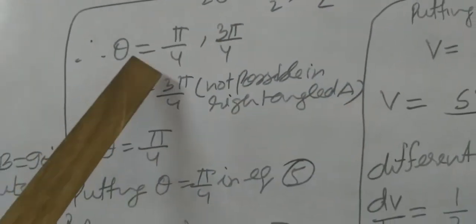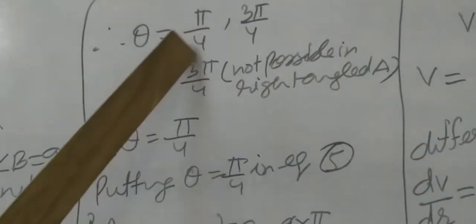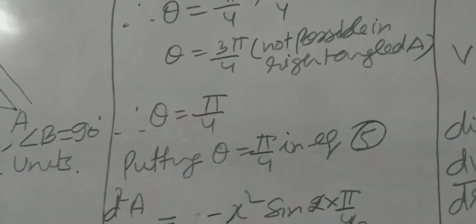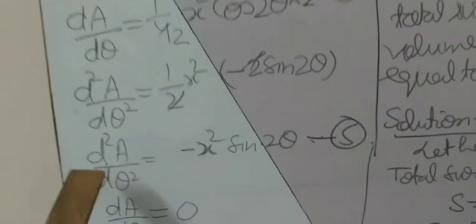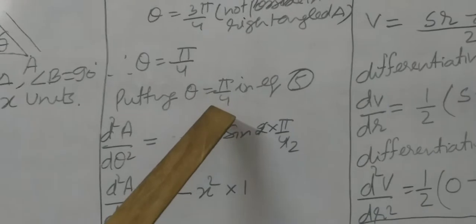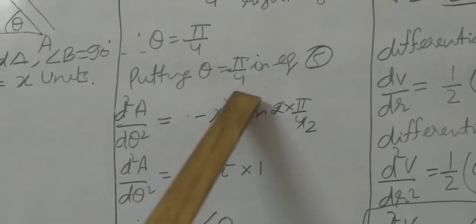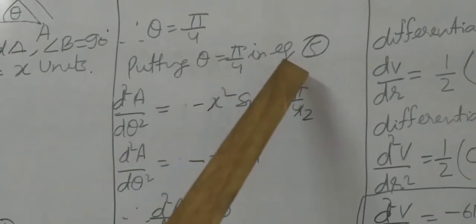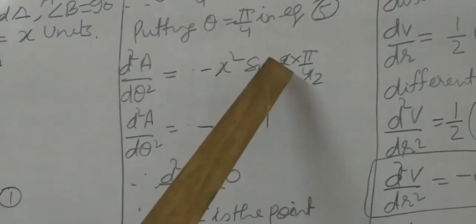So student, theta equals 3 pi by 4 is not possible because it is a right angle triangle. Okay, that's why we can leave the 3 pi by 4 value. So theta equals pi by 4. Okay, so putting theta equals pi by 4 in equation 5, in the second order derivative, because we have to check whether theta equals pi by 4 is the point of maxima or minima. That's why we are going to put theta equals pi by 4 in the second order derivative, means in equation 5. So d square a upon d theta square equals minus x square sin 2.